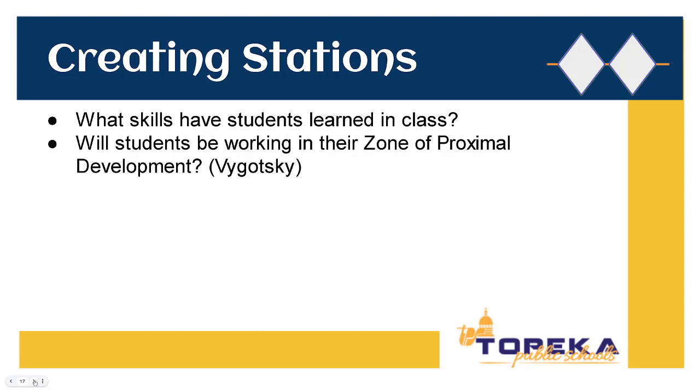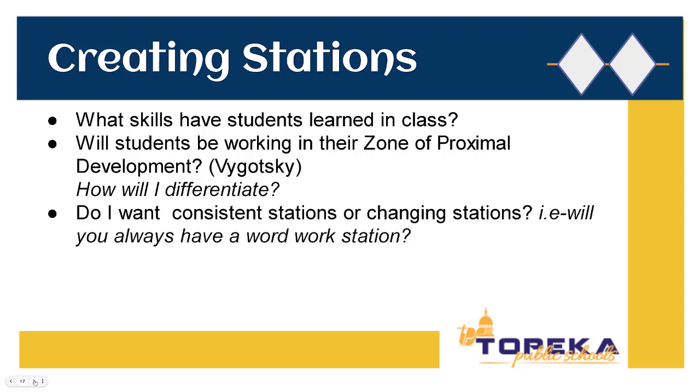Because we want it to be something that's not too easy and not too hard. And again, that differentiation will come into place because that zone of proximal development will be different for each student in your classroom. And then you can ask yourself, how are we going to differentiate based on those levels? And do I want consistent stations or changing stations?